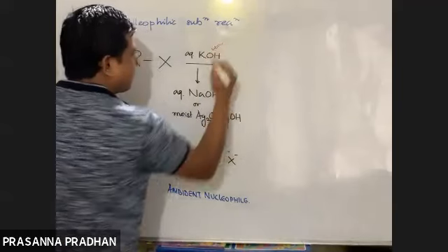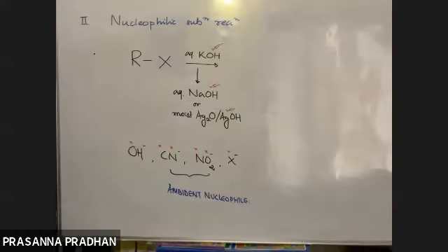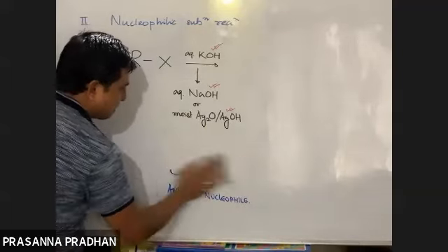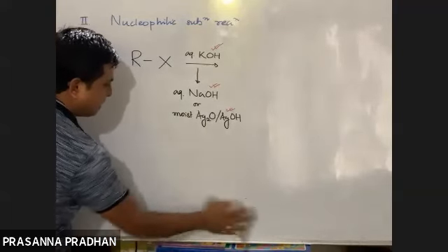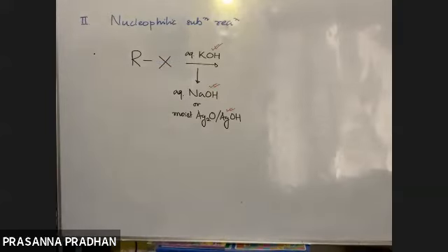Generally aqueous KOH will be given, but NaOH can also be given, AgOH can also be given. So these are the reagents. Now, what are we discussing? We are discussing nucleophilic substitution reaction. It means in this case, the halide is going to get replaced by the nucleophile.